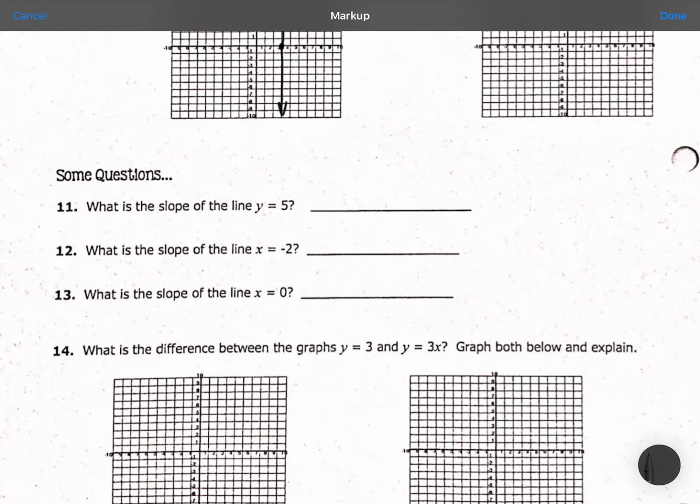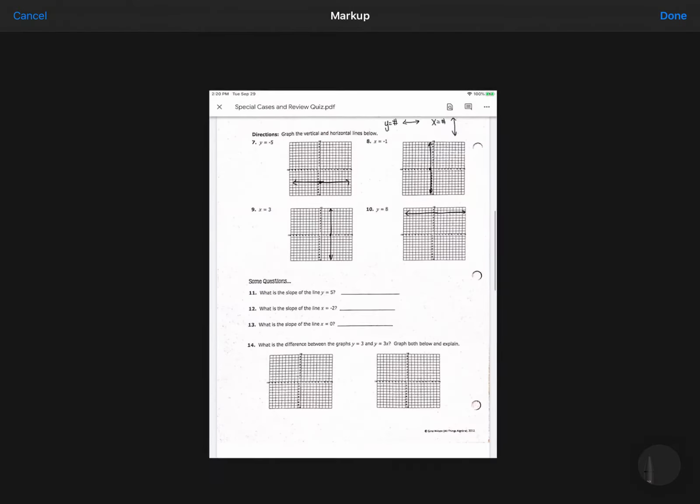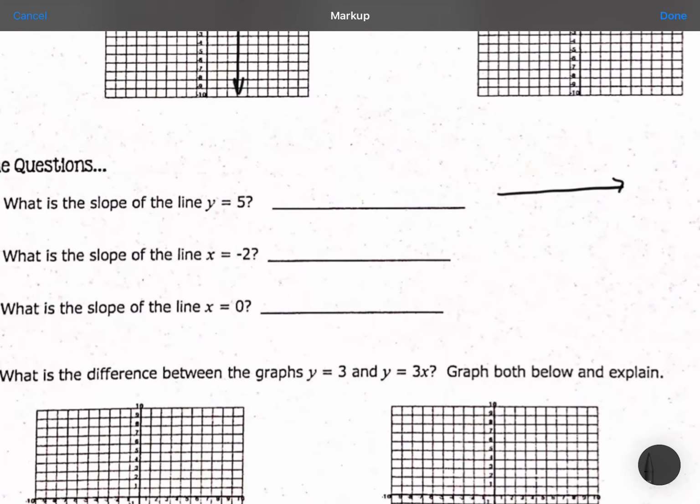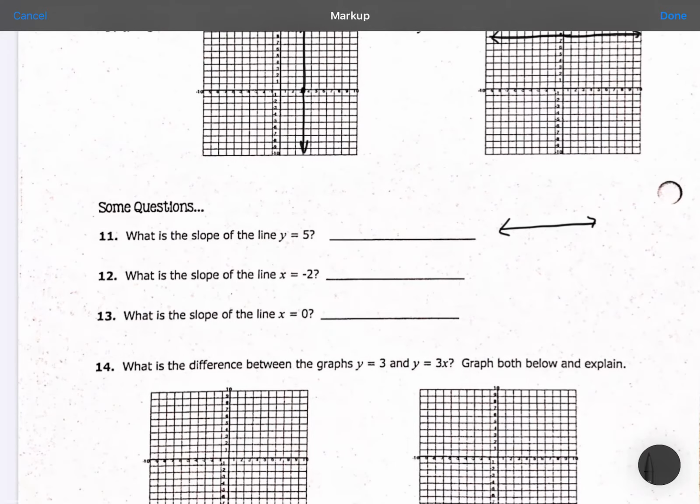What is the slope of the line y equals 5? Well, we know y equals are horizontal lines. So if I have a horizontal line, what's the slope of all horizontal lines? That's right, it's 0. What about the slope of a vertical line like x equals -2? We should know that the slope of all vertical lines is undefined. And then x equals 0, again, that's another vertical line, so the slope is undefined. Remember, undefined are your vertical lines, 0 are your horizontal lines.